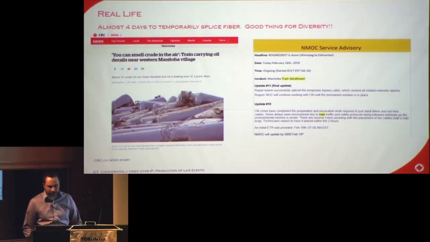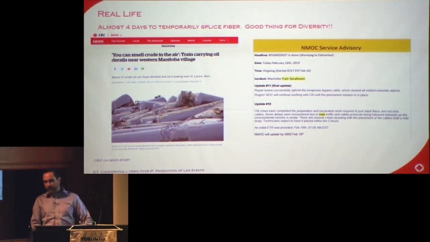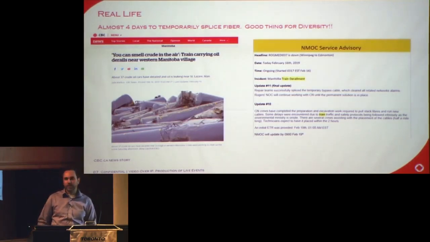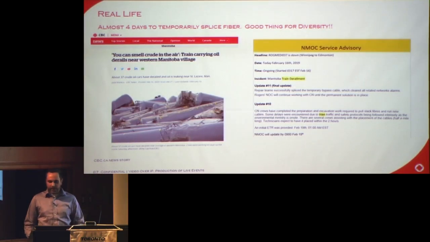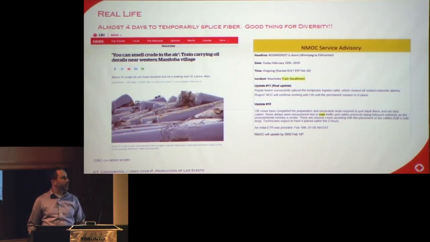Train derails, several cars leak oil, remediation crews go out, they clean up the oil. What the story doesn't cover is that train derailment right there took out one of our main fiber optic trunk cables going across Canada. And it took our splicing crews 4 days to just build a temporary splice to bring that service back on.